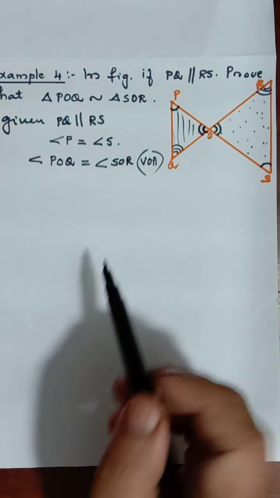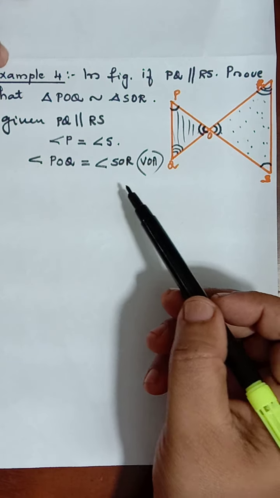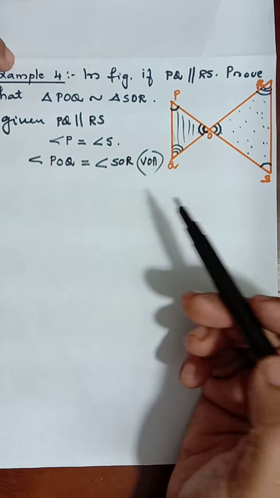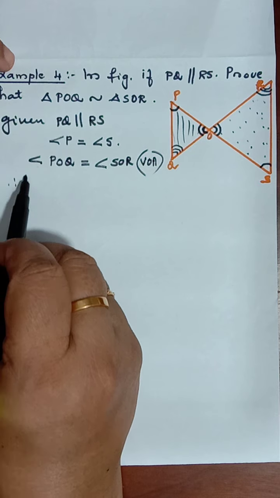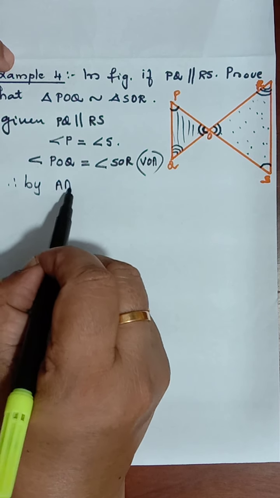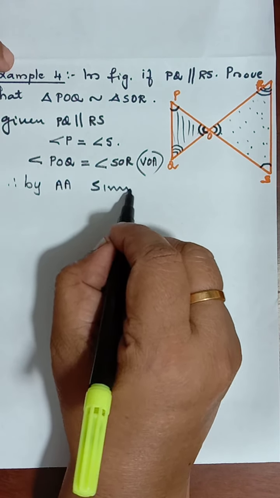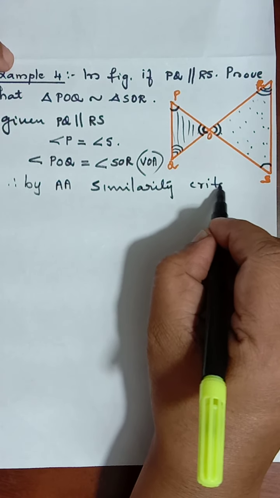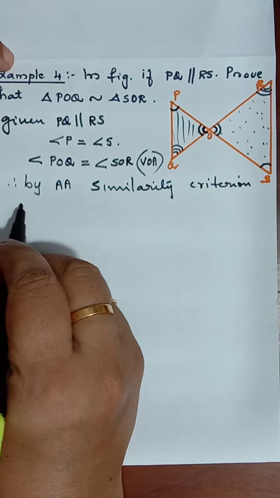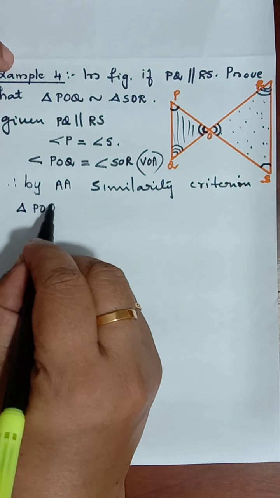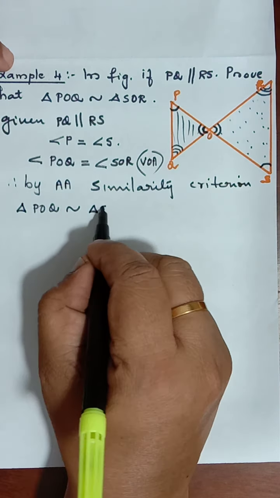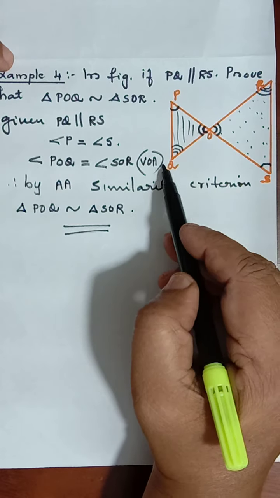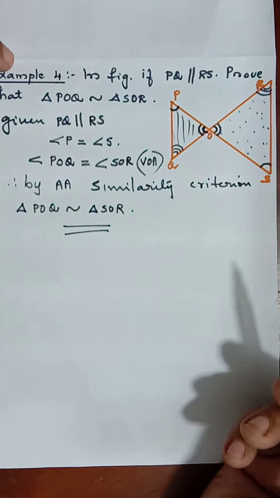So actually we need only these two. By AA similarity criterion itself we can prove that these two triangles are similar. Therefore, by AA similarity criterion, triangle POQ is similar to triangle SOR. This is how POQ, SOR. You can check it.